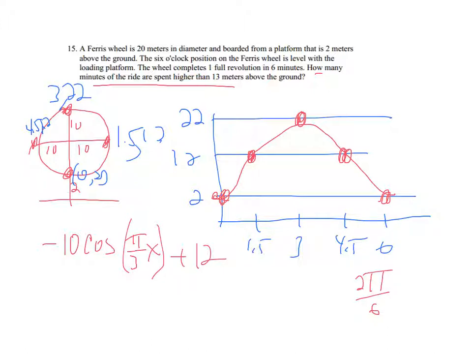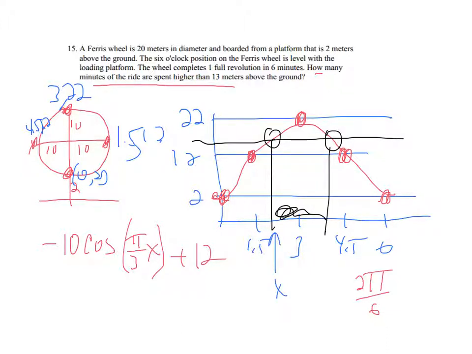Now they want us to know how many minutes are spent above 13. So graphically what we're doing is we want to know that x, and then we're going to subtract them. Alternatively, since the first answer we're going to get is going to be this x here, we could just ask ourselves, how long is it from that time until 3 minutes? So we're going to do 3 minus whatever our answer is, and then we're going to double it because that same time is over here, and that's the total x time where it stays above the line y equals 13.